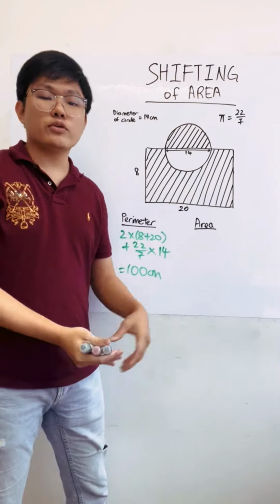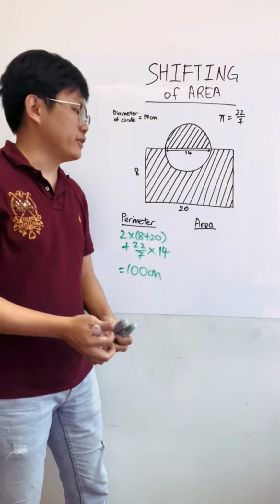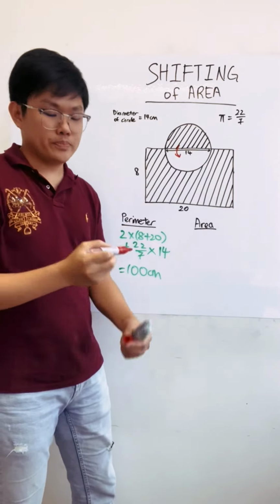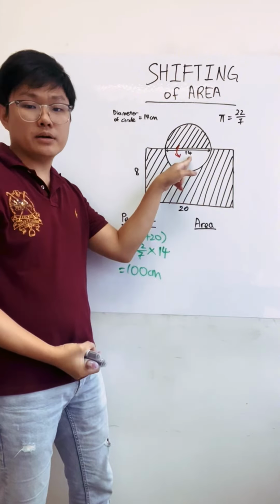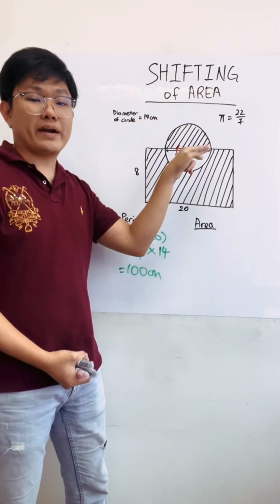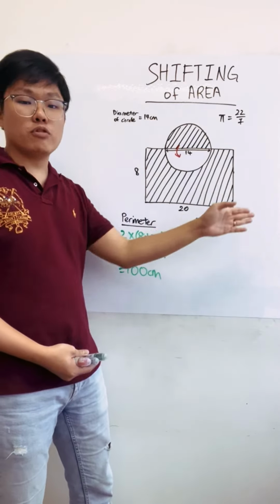Now, in this case, if we look at the area of the figure, it's even easier. So why not we try to shift the areas by taking this component and shifting it down. And why can we do so? Because we see that the diameter is 14 cm and we are given this 14 cm here. This is the diameter of the circle. It has to be the line that cuts the circle right into half. Meaning that what we are calculating here is just the area of a full rectangle.